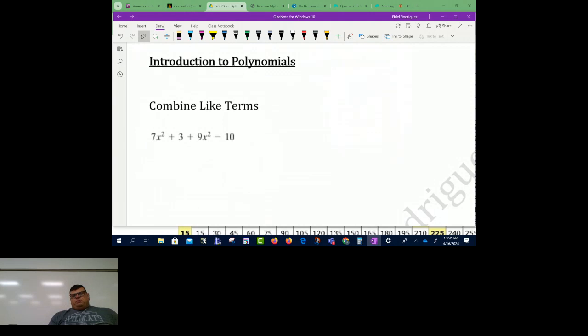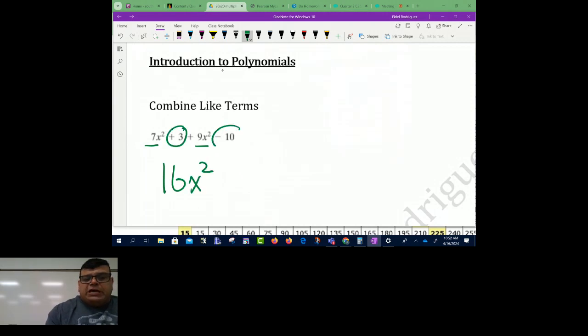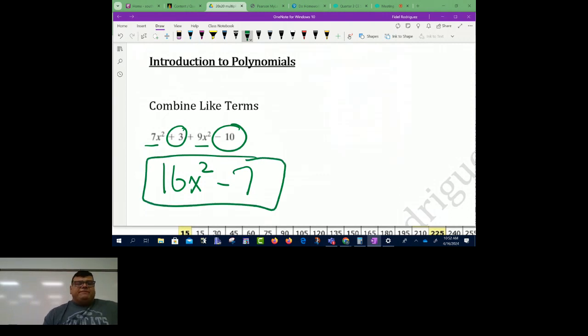So introduction to polynomials. Y'all, we've talked about like terms before. So we already know how to combine like terms. We're going to say, look, 7x squared and 9x squared, they're both x squared. So we can combine those guys together. So 7 and 9, y'all, should give me something like 16. That's still an x squared. And then a +3 and a -10. So if I had $3, but I owed you 10, and I gave you the 10, I would still owe you 7. Okay.